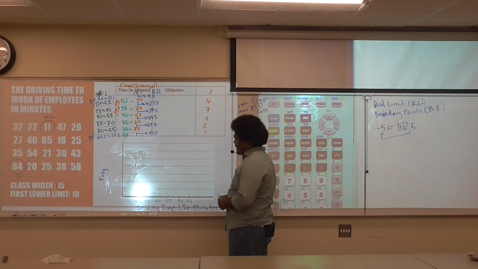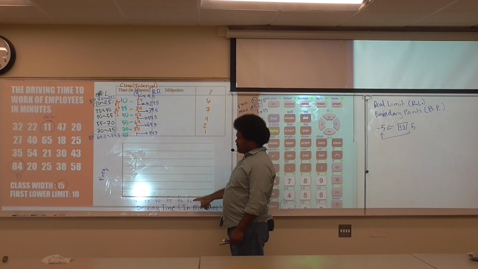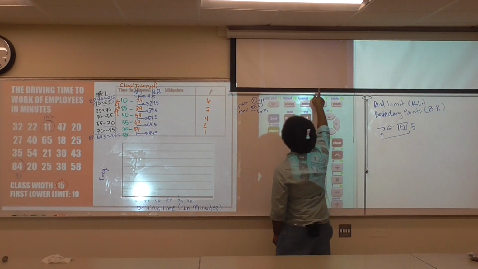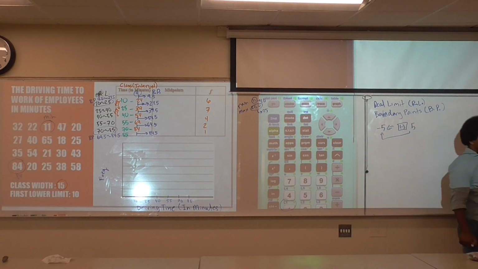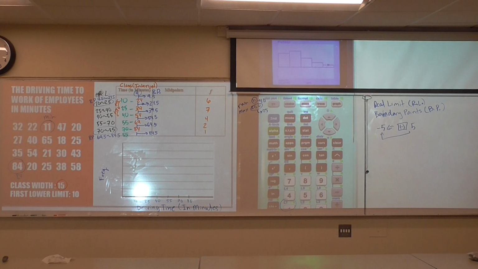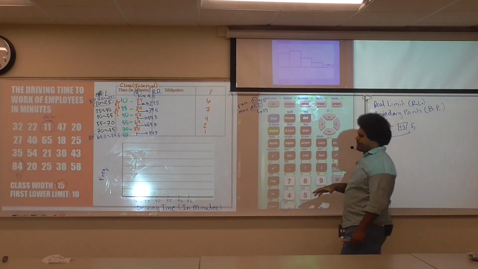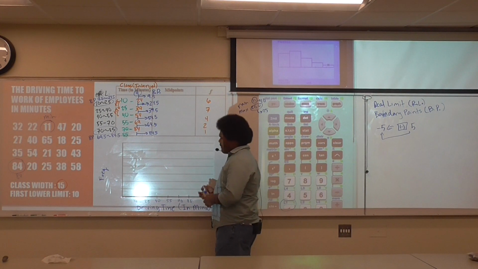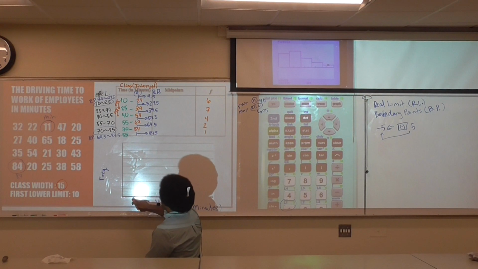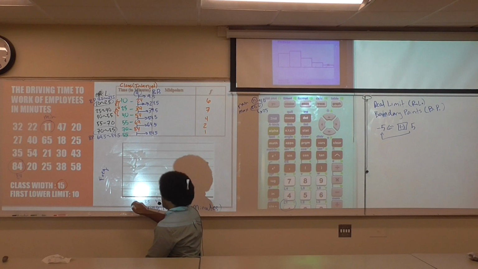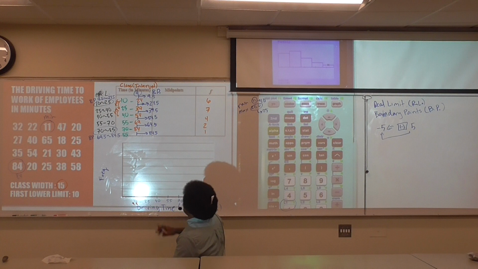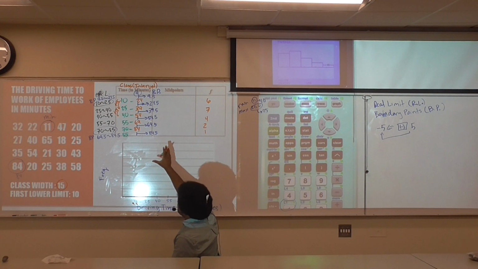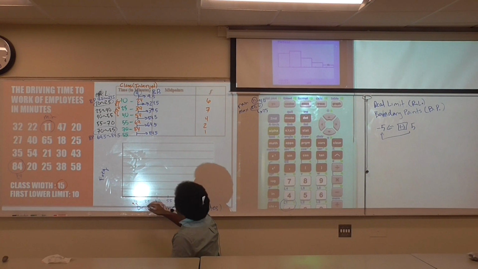Keep in mind, note that here I just used the real limits, because the graph on the calculator was using real limits. But depending on what you have, either it'll be real limits or it will be the boundary points. So if we were doing boundary points, instead of putting 10, what we would have here is 9.5. And we're just getting the corresponding boundary points for each real limit.